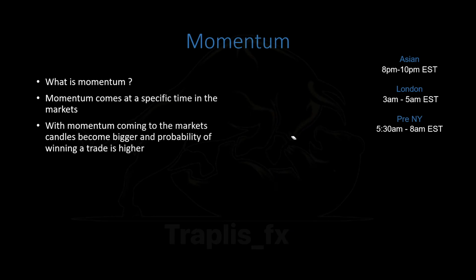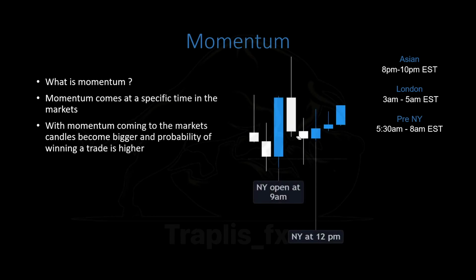So let's see an example. There we go. This is a 9 a.m. candle compared to a 12 p.m. candle. You see, that's a 7 and that's an 8 and this is a 9. These candles are quite big, but the 9 compared to the other candles is way bigger.